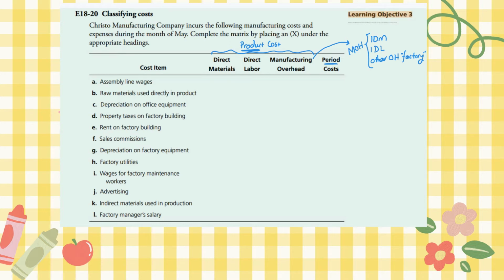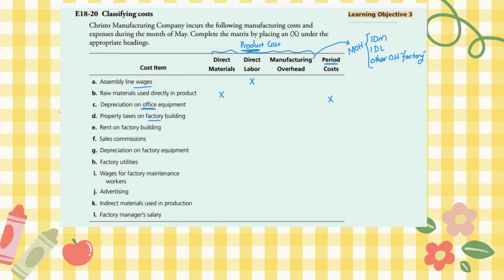So, assembly line wages. Here, wages, you need to decide, is it direct labor or indirect labor? Assembly line workers' wages, they touch the product, they are directly involved, so it's going to be direct labor. Now, raw materials used directly in a product, so it's going to be direct materials. Depreciation on office equipment is not related to the factory, so it's going to be period cost.